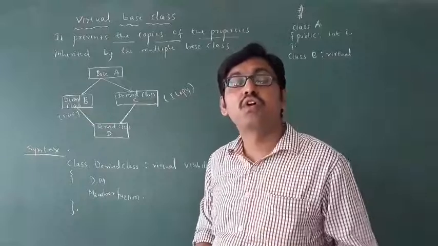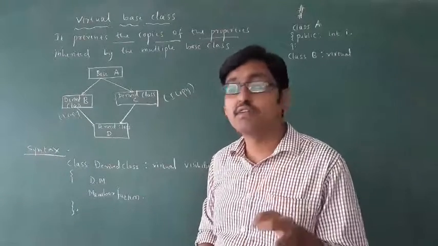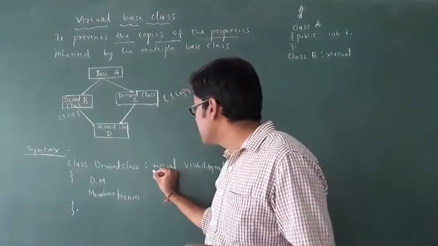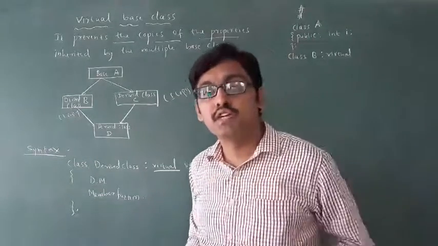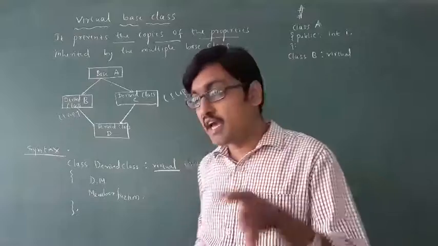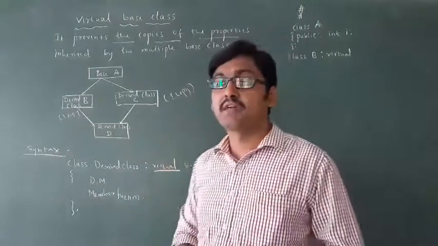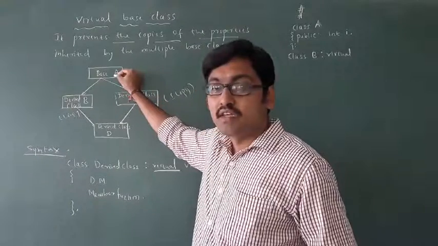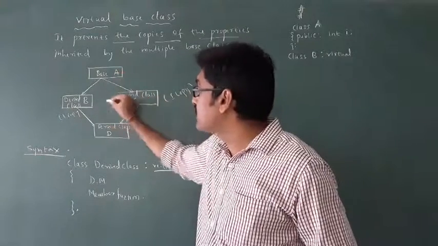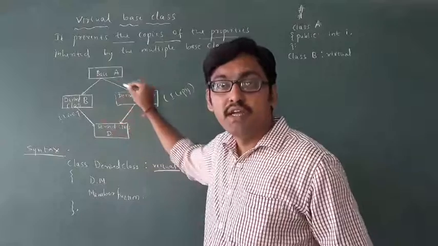To overcome this drawback, you have to use the keyword virtual. Why do we need to use virtual? For example, here B and C take the properties from A.